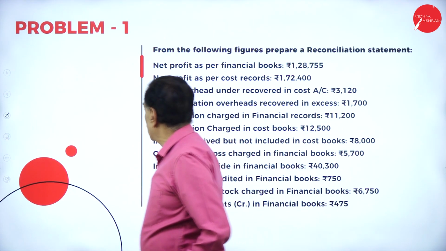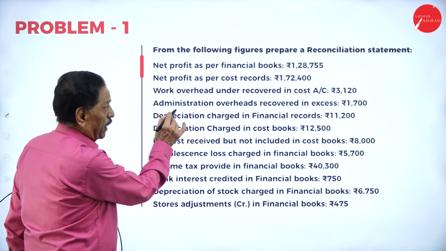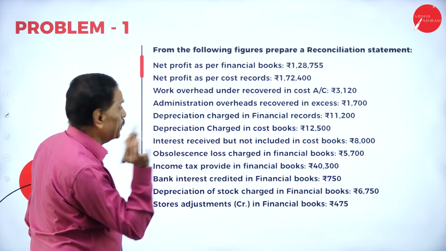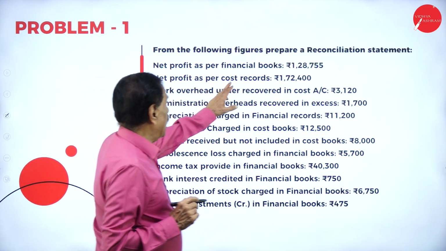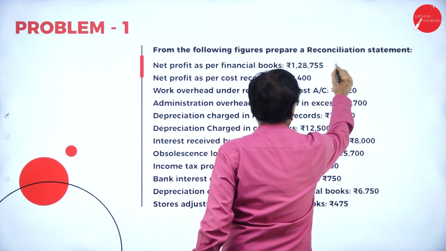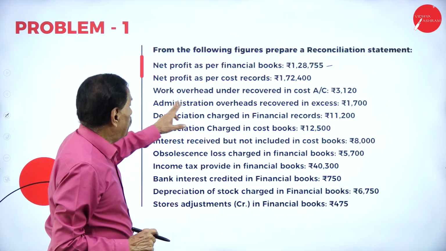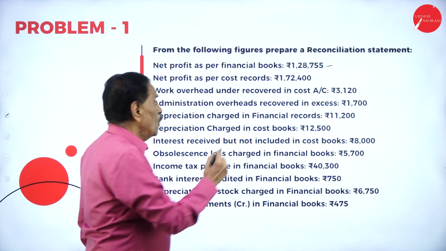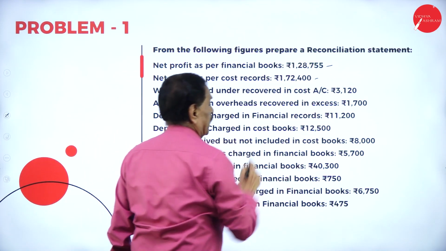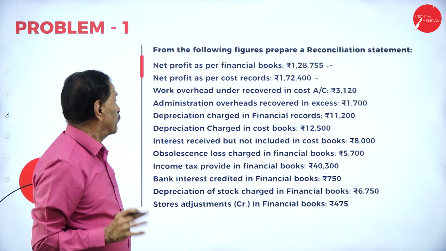See, slowly we can see. From the following figures, prepare a reconciliation statement. Net profit as per financial book, 1,28,755. Net profit as per cost record, 1,72,400. So there is a difference.